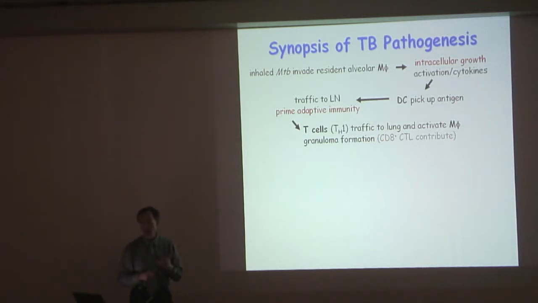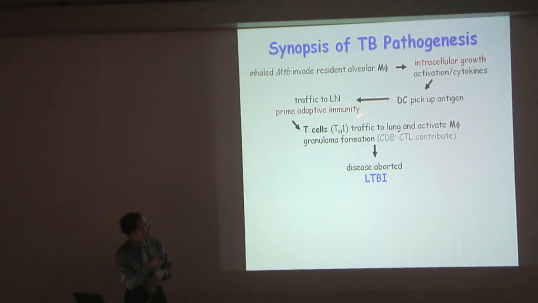CD8 T cells probably play a role, although probably less important than MHC class 2 and Th1. And granulomas form around the site of the aborted infection. So a granuloma I kind of think of as a plan B for the immune system. If I can't get rid of the pathogen, I'll create this immunological structure around it to try to contain it.